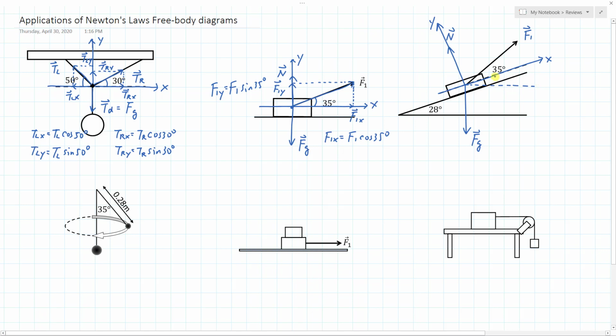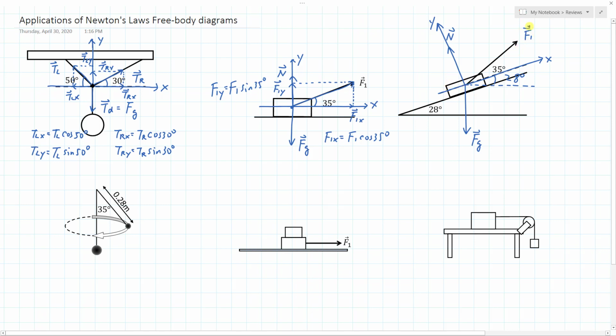This is a horizontal line. This is the same as 28 degrees. Be careful, I have two separate angles here. So 28 degrees rotated, and we drew the forces out. We decided our axis. Now we should decompose the forces.